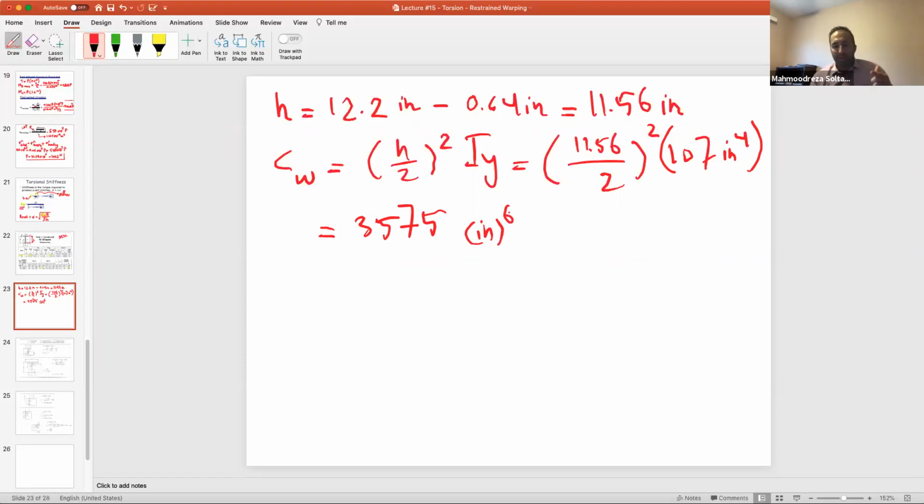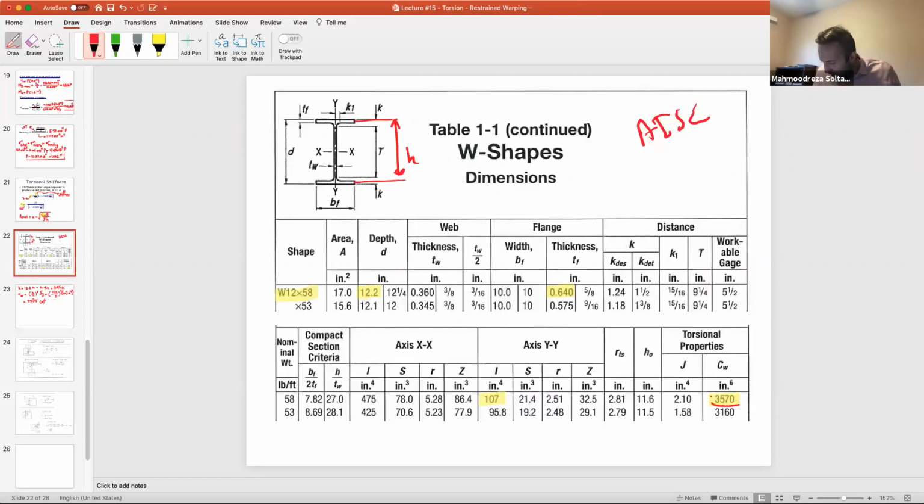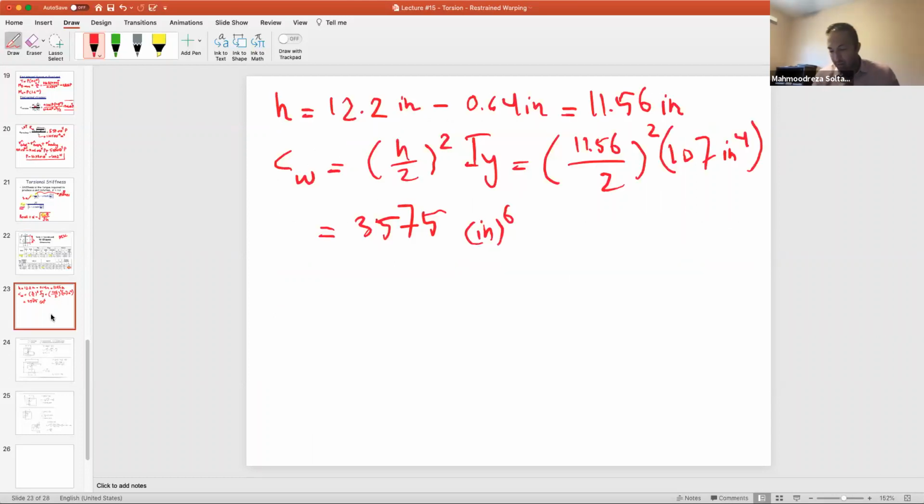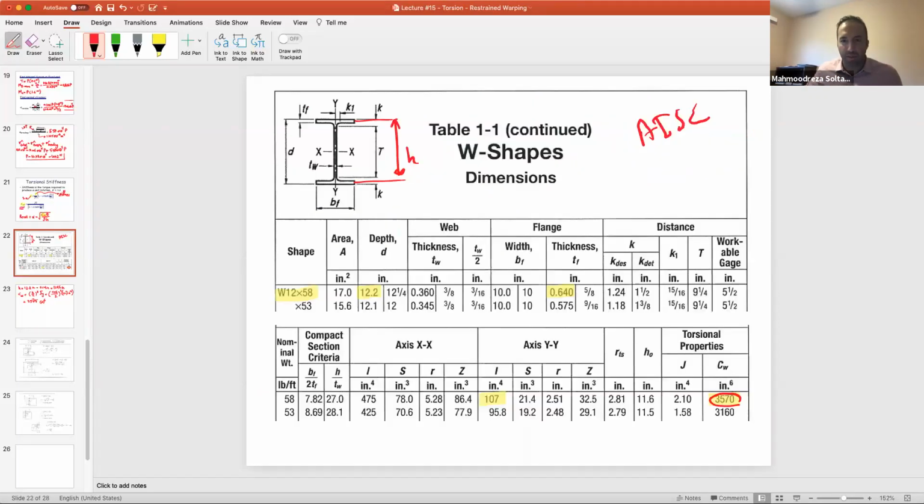Again, look at this. This one was 3570, this one was 3575. The reason they are a little bit different is that you have some fillets in the I section. These fillets are changing your behavior a little, so they are not quite like a rectangle to rectangle. They have some sort of transition using a circle. This would be one thing for you.